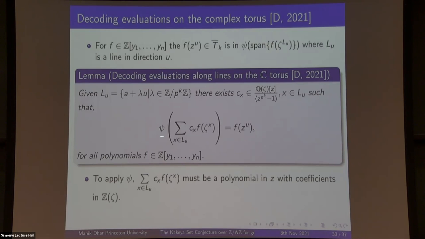Now, to be able to apply the mod p map, notice that we are doing something where the coefficients could be rationals, or divisions by p could be happening. But it will turn out that the output of this will be a polynomial in Z with coefficients in Z mod zeta. So it's fine to apply the mod p map. And this expression is linear over Z, so it suffices to prove this just for monomials, which is what we are going to do.